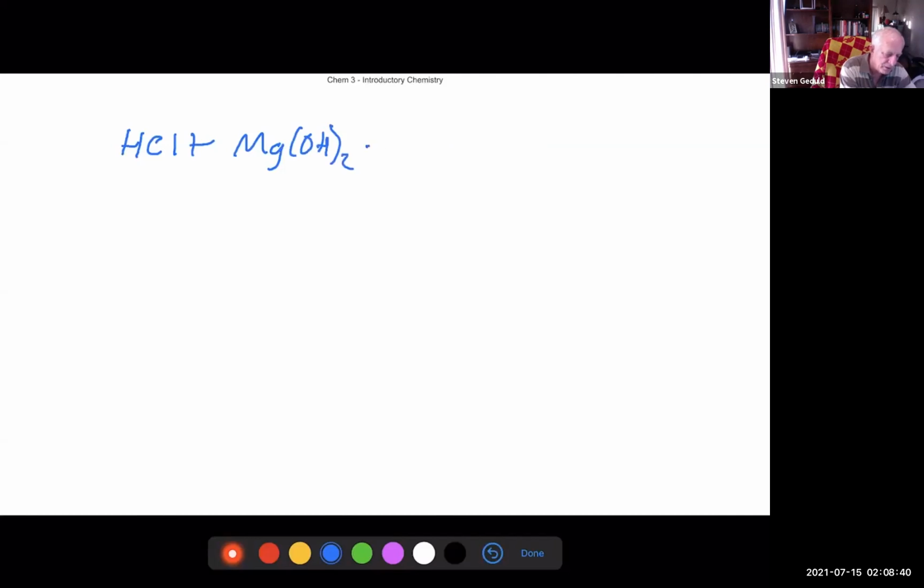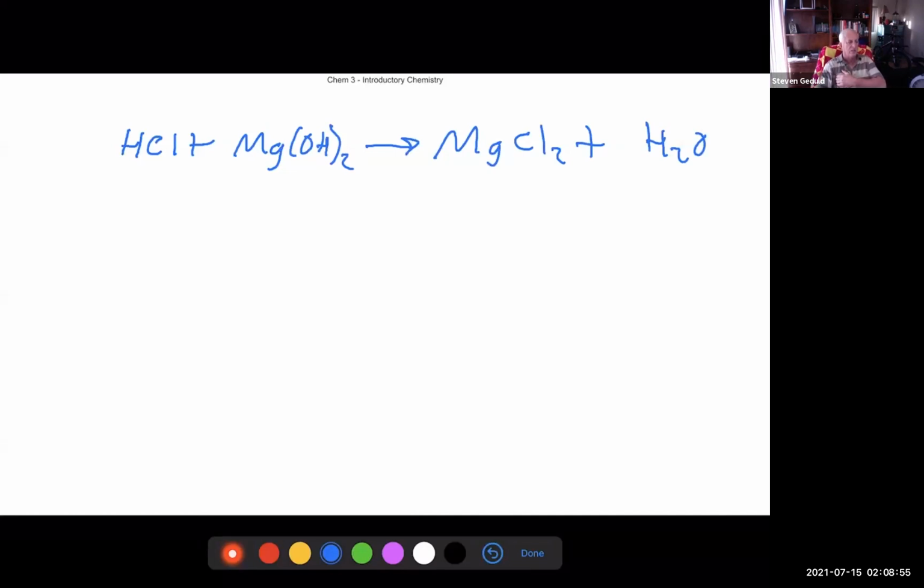And it's going to produce our salt, which is going to be magnesium chloride, plus water. Remember, H and OH combine to form water. Now, that's not balanced. So to balance it, we got 2, 3 extra hydrogens, we got 4 there, and 4 here, 2 HCls, that should balance, right? Magnesium, 2 chlorines, 4 hydrogens, and 2 oxygens. Yeah, perfect. Okay, so that is our molecular equation.